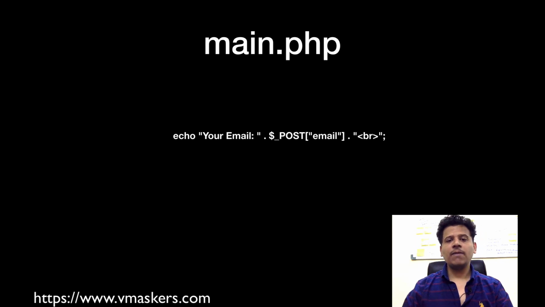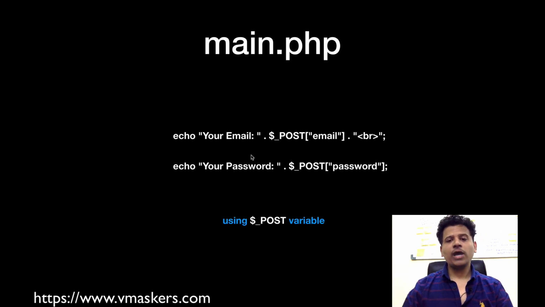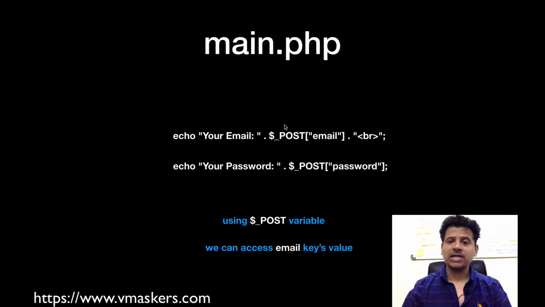Now let's look at our main.php file. First we are printing the email, then the password. So we are using the post variable. We use name email, that's why email is the key, and this is how we can access that key's value. And password is another name on that form, that's why password is another key, and that's how we can access that key's value.